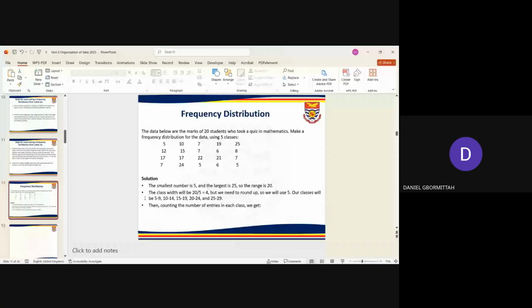So the class width will be 20, that is the range, divided by the number of classes we want to form, and that is 4. But we need to round up, so we would use 5. We need to round up because we needed 5. Our classes would be 5 to 9, 10 to 14, 15 to 19, and so forth. Yes, there's a hand up. Let's see, Foster.